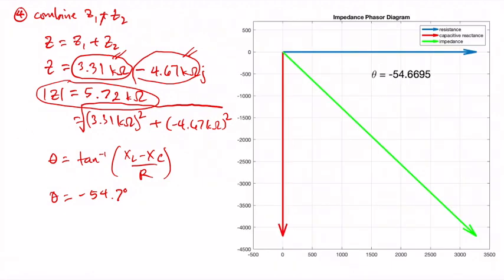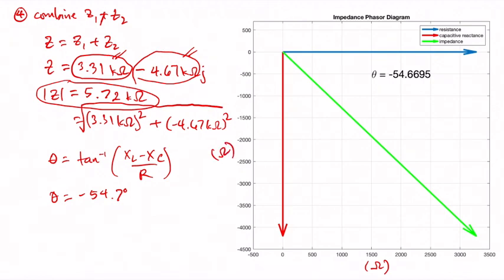Oh, a solution appeared. The magic of technology. Okay, so here we have the impedance phasor diagram. The x-axis is the real axis. As you can see, it's about 3.31 kilo ohms. Okay, so this is actually in units of ohms. And the y-axis is the reactive component, and it's about 4.67 kilo ohms. Okay, so this is in units of ohms.